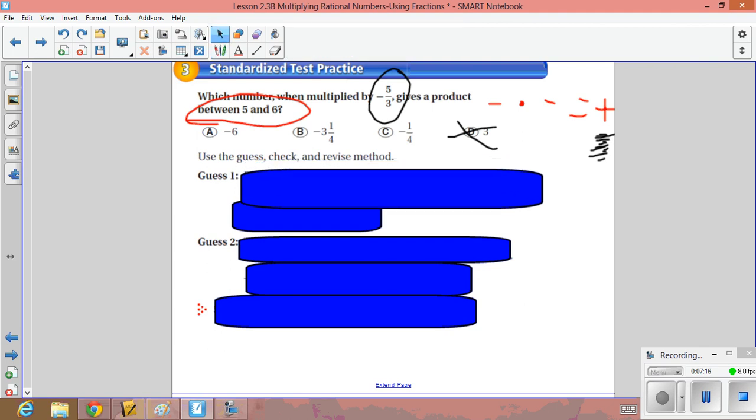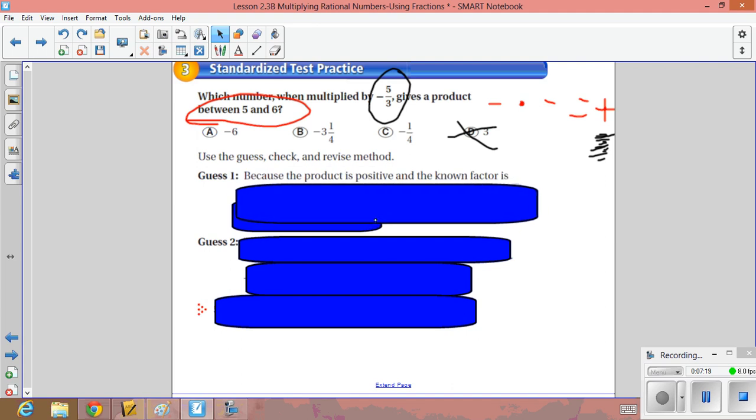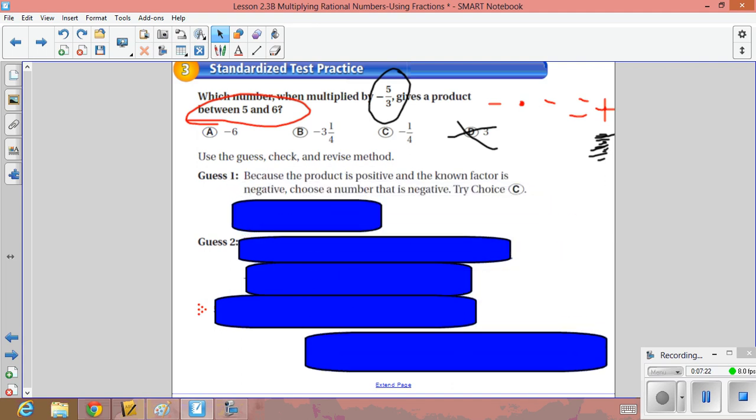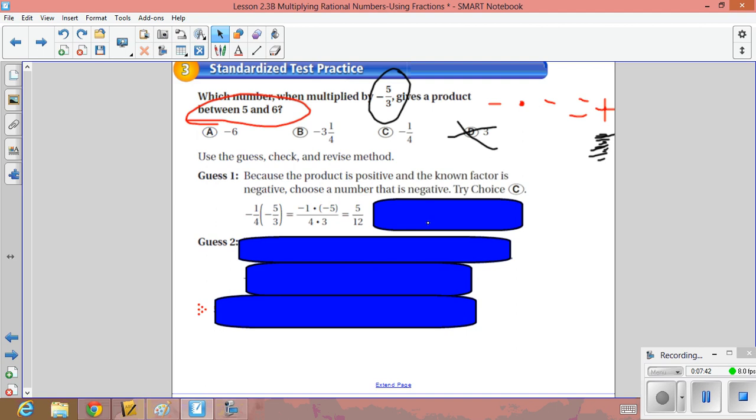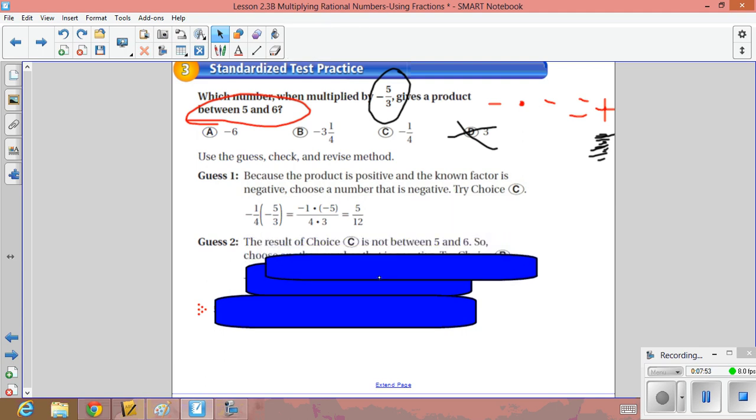I need a negative number to work with. So what we're going to do is use the guess and check and revise method. This is pretty much explaining what I just told you. Since we know that the product is positive, the two factors have to be negative. So we're guessing. We're just going to take choice C. If I do negative 1/4 times negative 5/3, I will get an answer of positive 5 over 12. Is that between positive 5 and positive 6? Hopefully you're saying no, the value here is not even worth 1 whole.